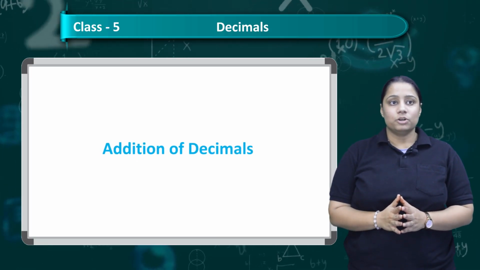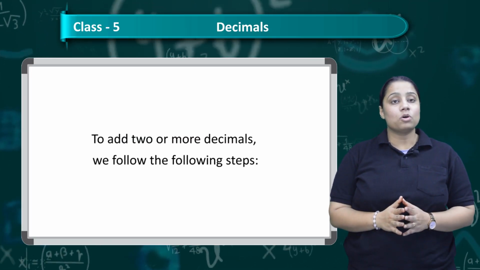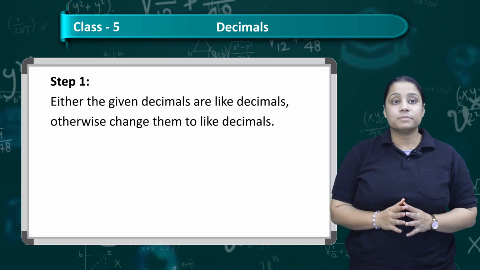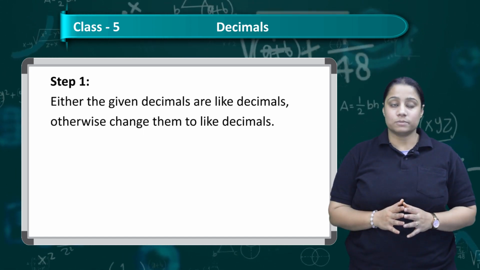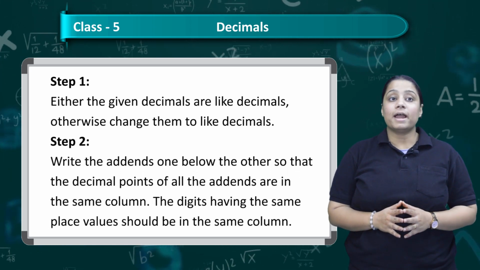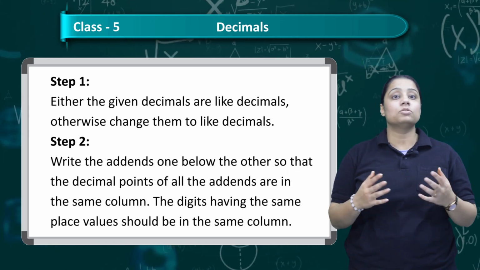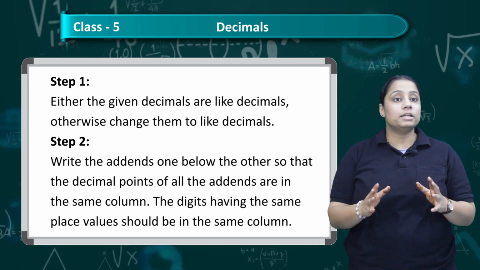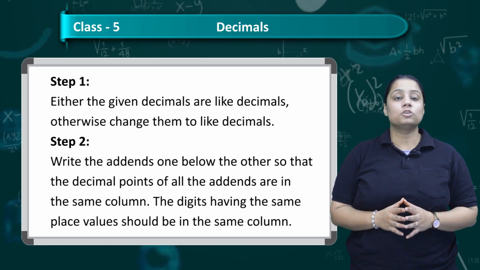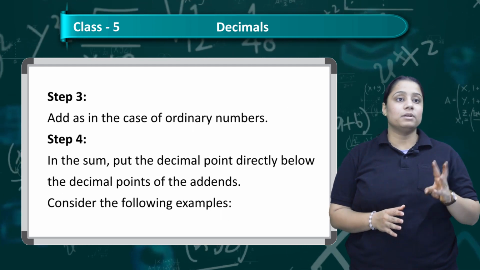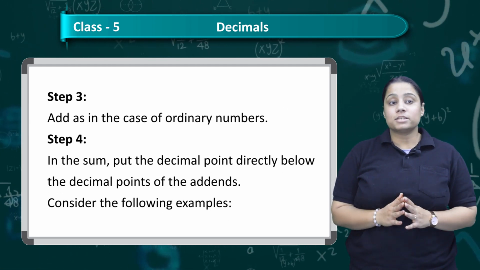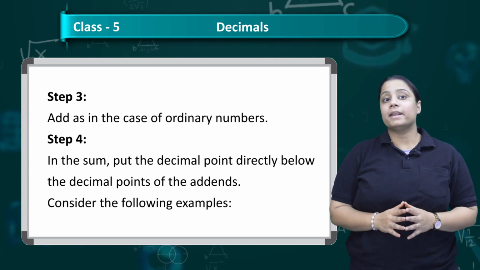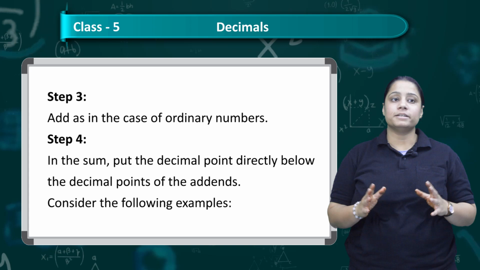Addition of decimals. To add 2 or more decimals, we follow the following steps. Step 1. Either the given decimals are like decimals, otherwise change them to like decimals. Step 2. Write the addends one below the other so that the decimal points of all the addends are in the same column. The digits having the same place values should be in the same column. Step 3. Add as in the case of ordinary numbers. Step 4. In the sum, put the decimal point directly below the decimal points of the addends.